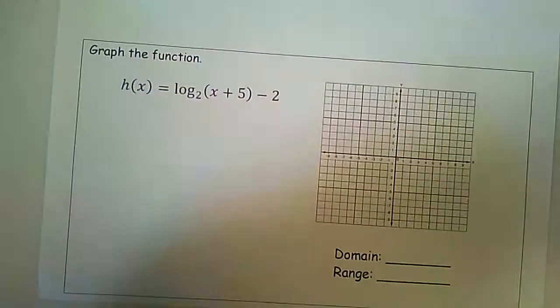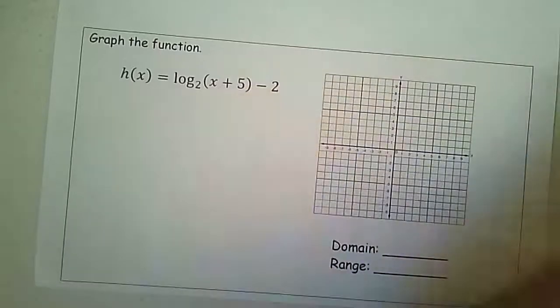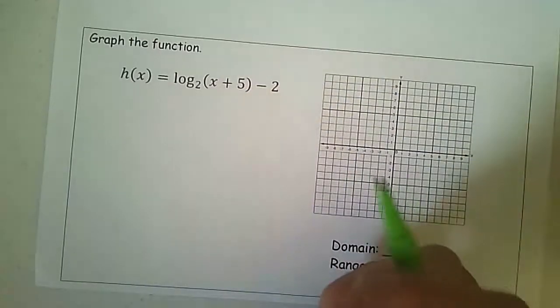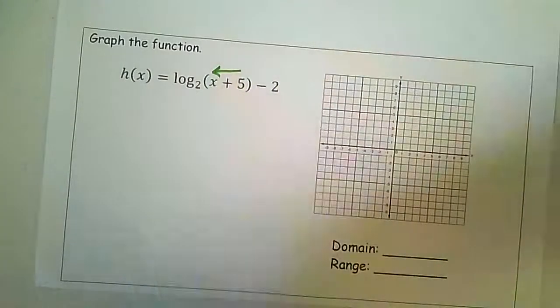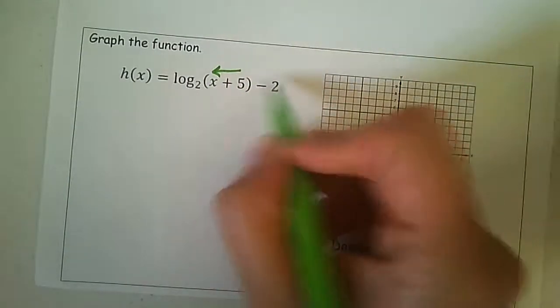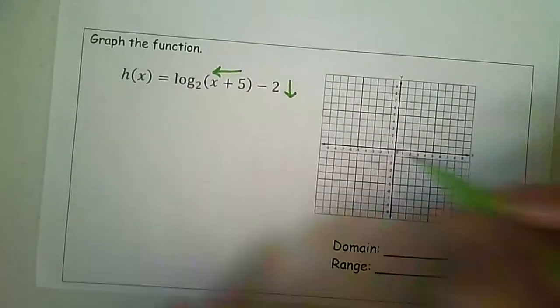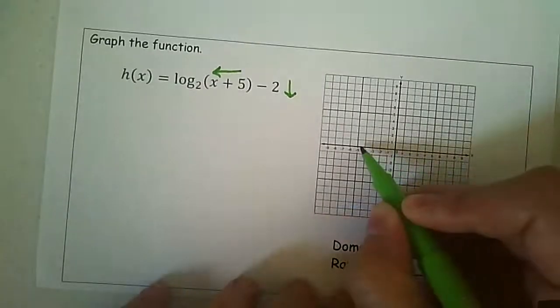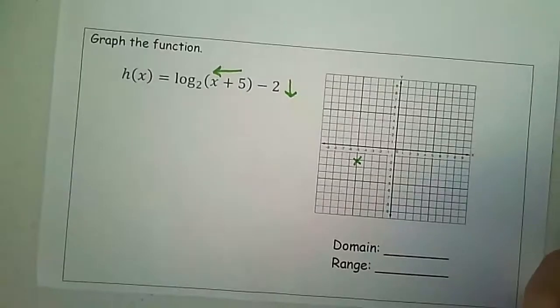This time we have log base 2 of x plus 5 minus 2. So again, that number inside attached with the x tells us our horizontal shift to left or right, opposite of what we think. So this is saying we need to go left 5, and then our vertical shift is saying down 2. So I'm going to go from my origin, left 5 and down 2, and make my x.